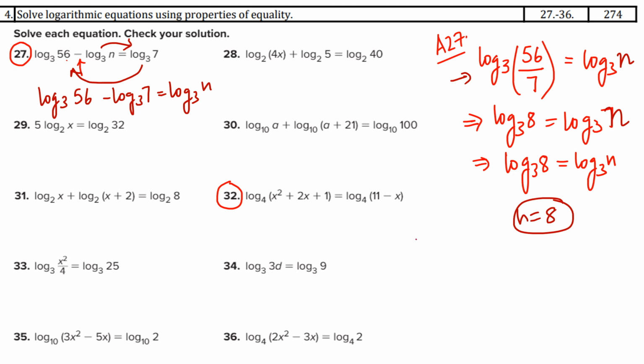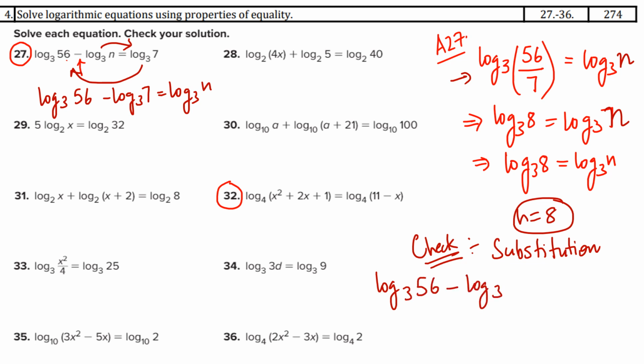The second part is where you check your solution. So you also need to check, and that check you can do by substituting the answer you got. Do the substitution, n equal to 8, in the given equation which was given to you in the problem, and let's see whether both sides are coming equal or not. So I'm going to subtract them.